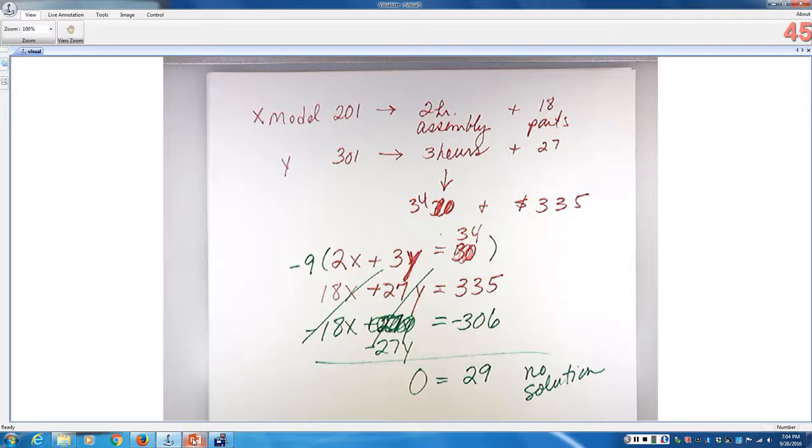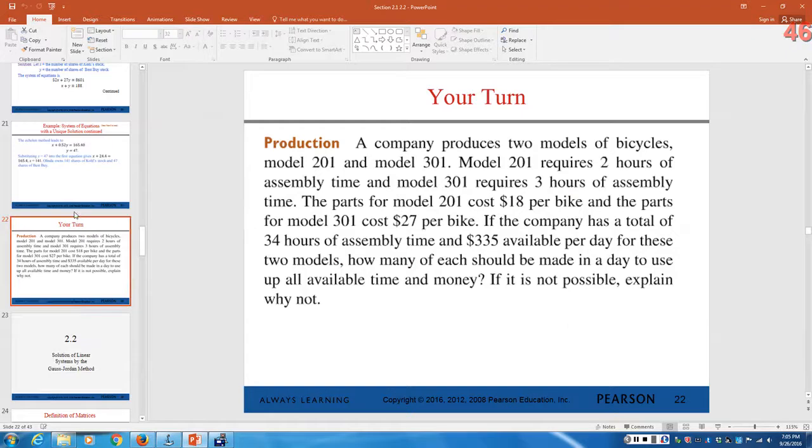So they got a problem. They can't produce the bikes and use up all the available materials. Okay? They're going to have some of one or the other left over, basically. So how many of each should be made in a day to use up all the available time and money? And if it's not possible, explain why not. Well, there's no solution. There is not a solution that lets them use up all the available time and money.